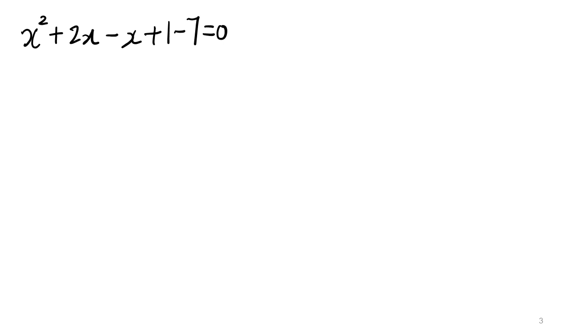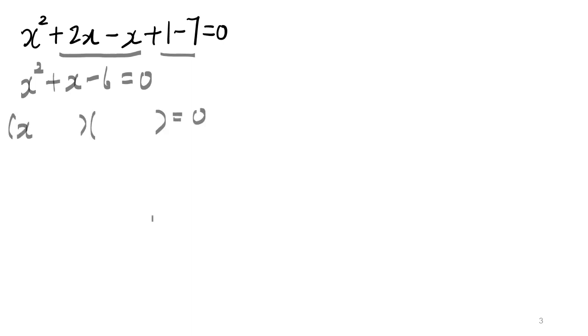Continue. So you would get x squared. Positive 2x minus x will give you positive x. 1 minus 7 will give you negative 6. Alright, so what you'll be getting here is a quadratic equation. Right, so you can factorize a quadratic equation. You can use the calculator to help you get the factors. Alright, so x can be equal to negative 3 or x is equal to 2.